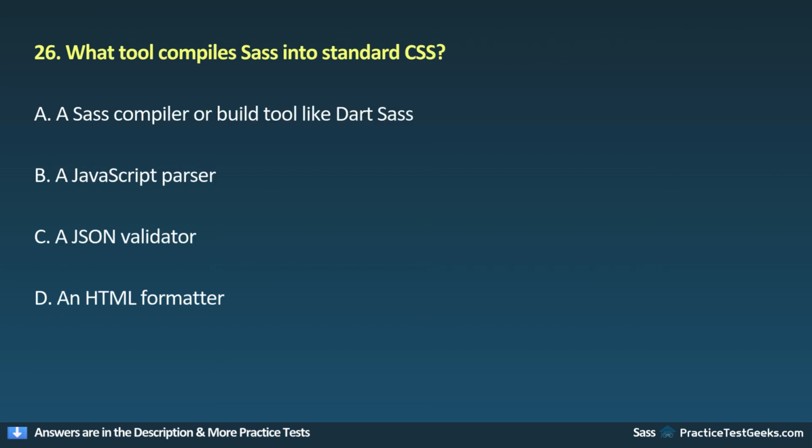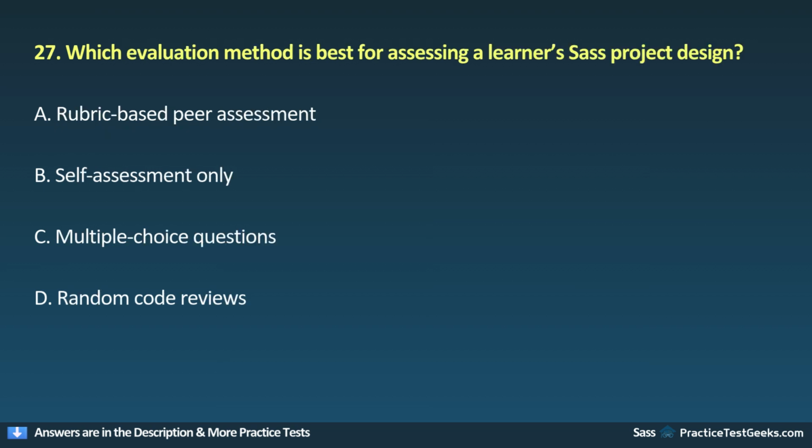26. What tool compiles SASS into standard CSS? A. A SASS compiler or build tool like Dart Sass. B. A JavaScript parser. C. A JSON validator. D. An HTML formatter.